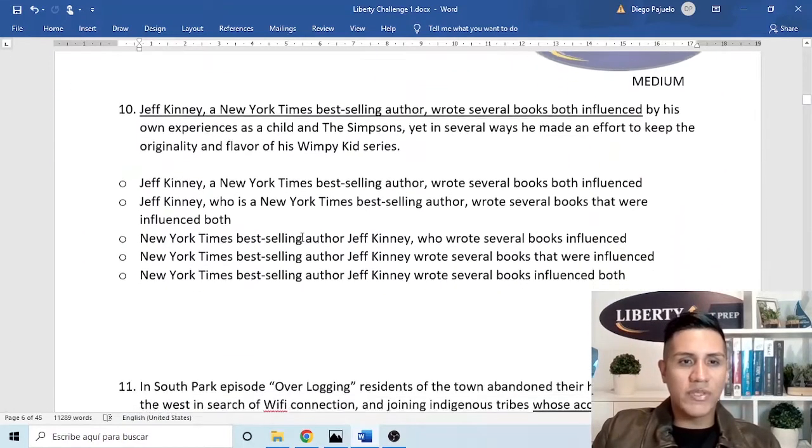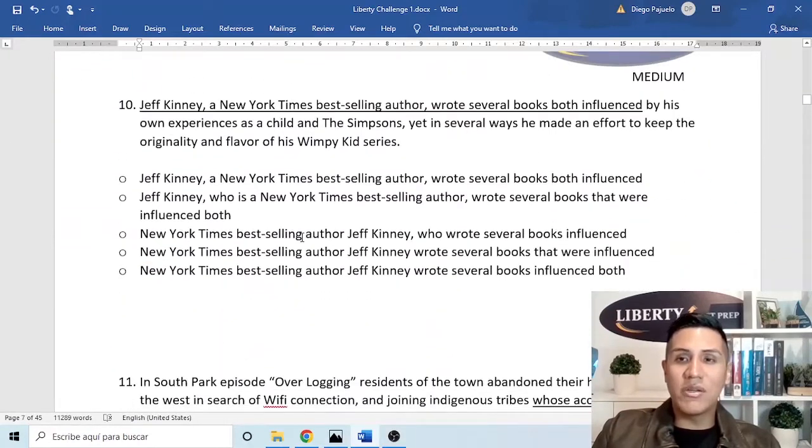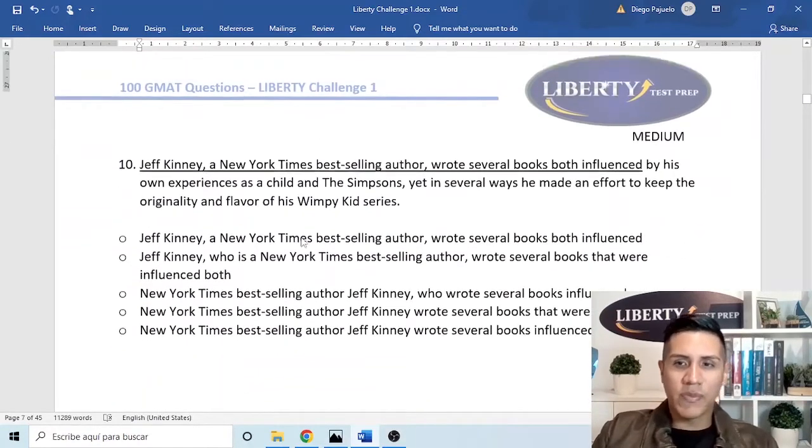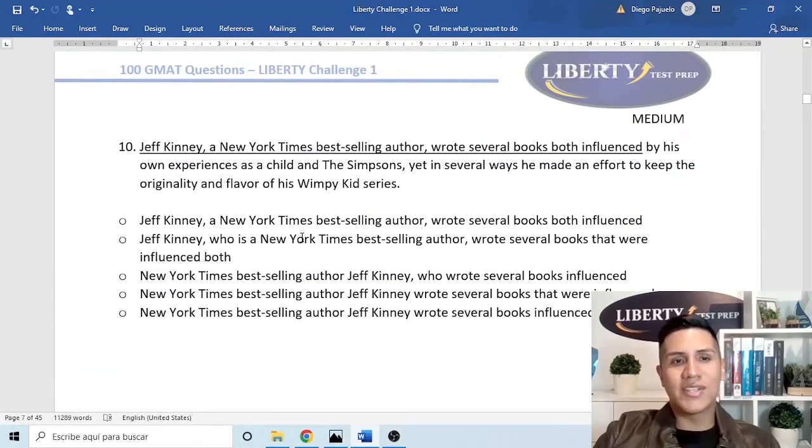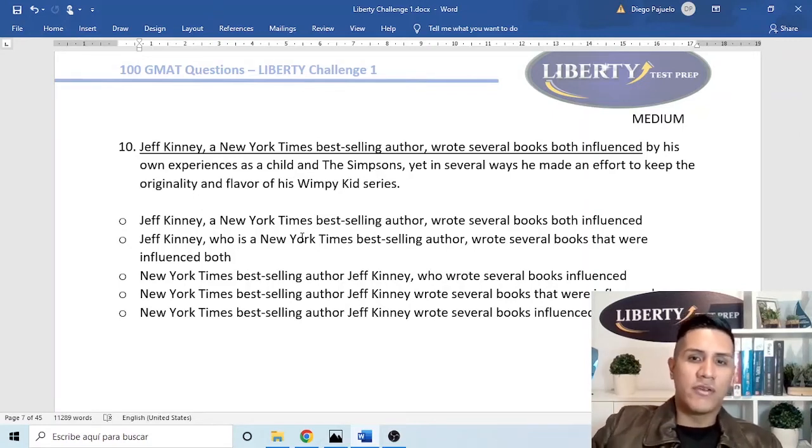Now let's go to number 10 here. This one is a medium one. So we're done with the easy ones. Now let's get to the medium ones. Jeff Kinney, the author of Diary of a Wimpy Kid, right? Now let's say here, the trick here is to notice the "both" here.